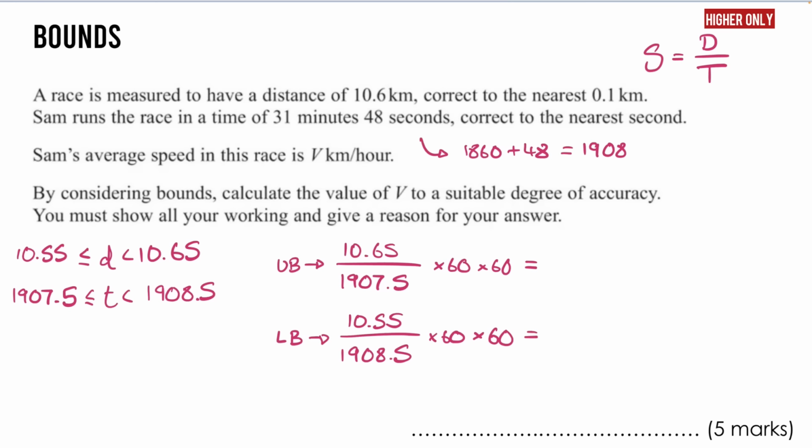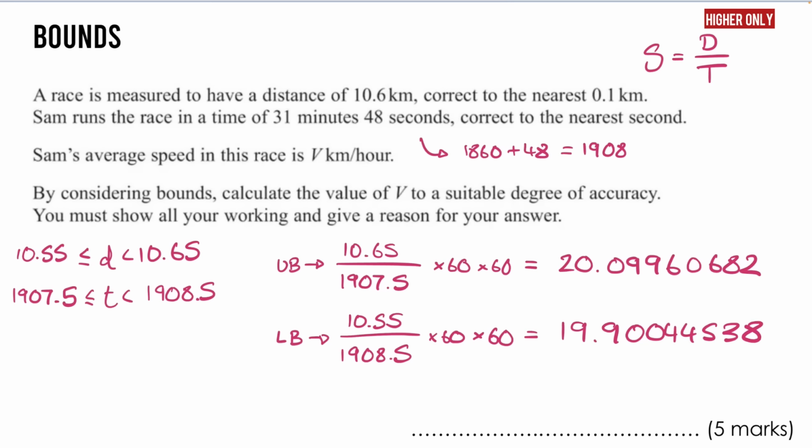So rather than writing down loads of numbers here, I'm just going to do it all in one go. So 10.65 on the numerator, 1907.5 on the denominator, times 60, and that comes out as 20.09960682. We need to do the same for the other one. I'm just going to swap the 7 on the bottom for an 8, and on the top the 6 for a 5. And there we go, that comes out as 19.90044538. So these are our two bounds, our upper bound and our lower bound.